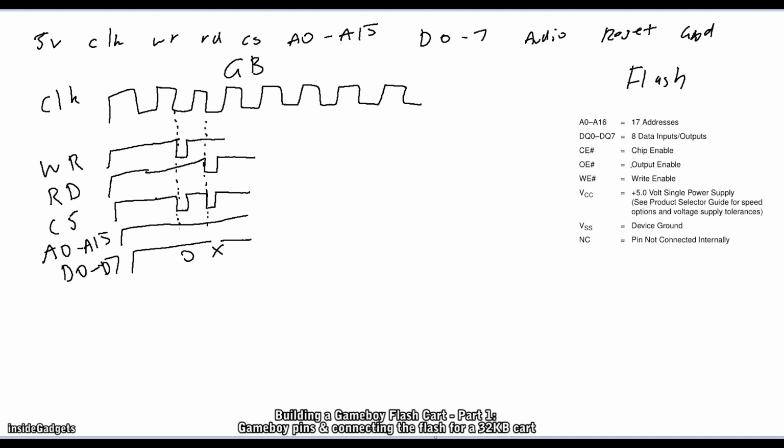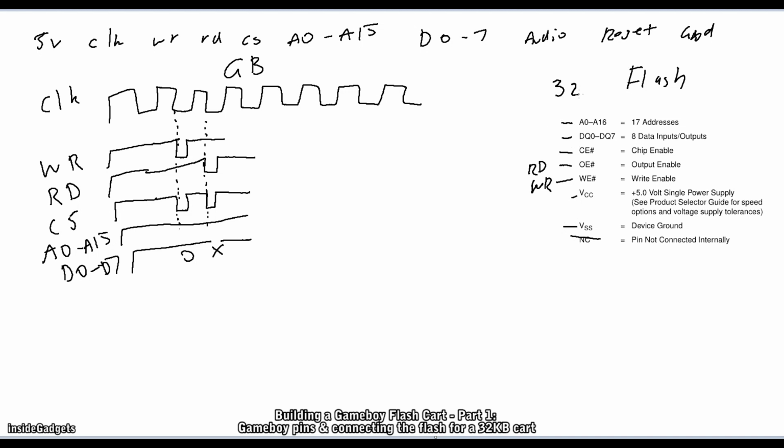So here we have the connections for a typical 5-volt flash chip. We've got the address lines, we've got the data lines, the chip enable, we'll go back to that one later, the output enable, which is also known as RD, we've got the write enable, also known as WR, VCC, that's 5 volts, then that's VSS, which is ground, and no connect means just don't connect that.